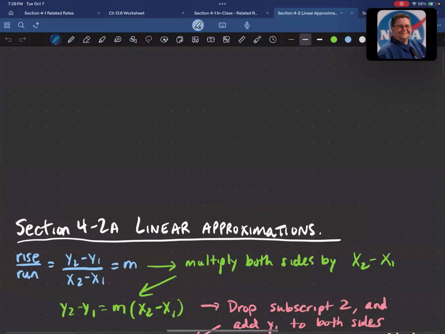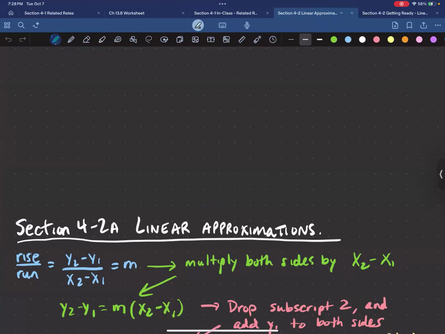All right, round two. I made sure to put the screen share on this time. Let's record the lecture videos for section 4.2. This is on linear approximations and differentials.